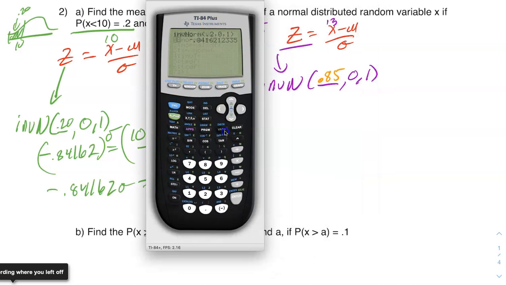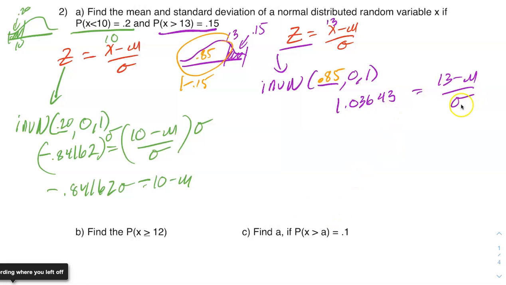So second distribution, invert normal, 0.85, 0, 1 because it's a z. I get 1.03643 equals 13 minus mu over sigma. Okay, just like I did before, I'm going to multiply both sides by sigma so I don't have to deal with it. And we're going to get 1.0364 sigma equals 13 minus mu.